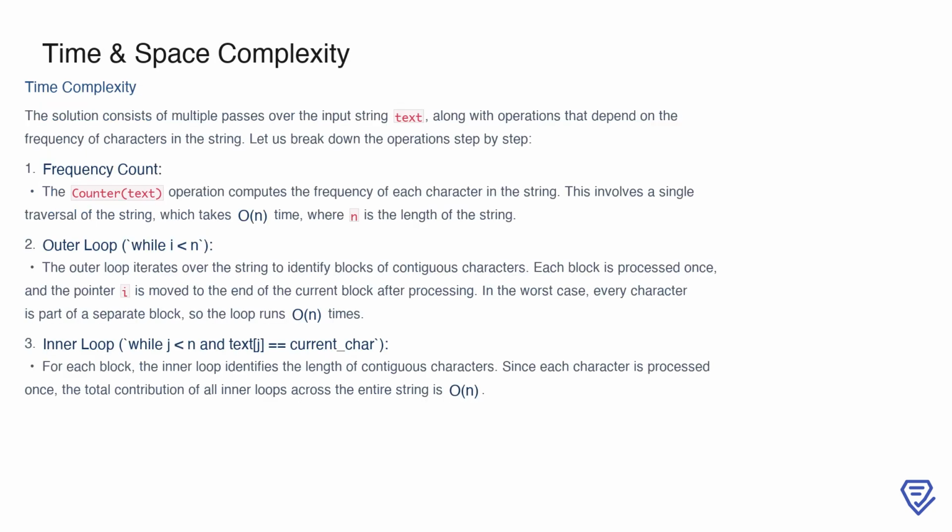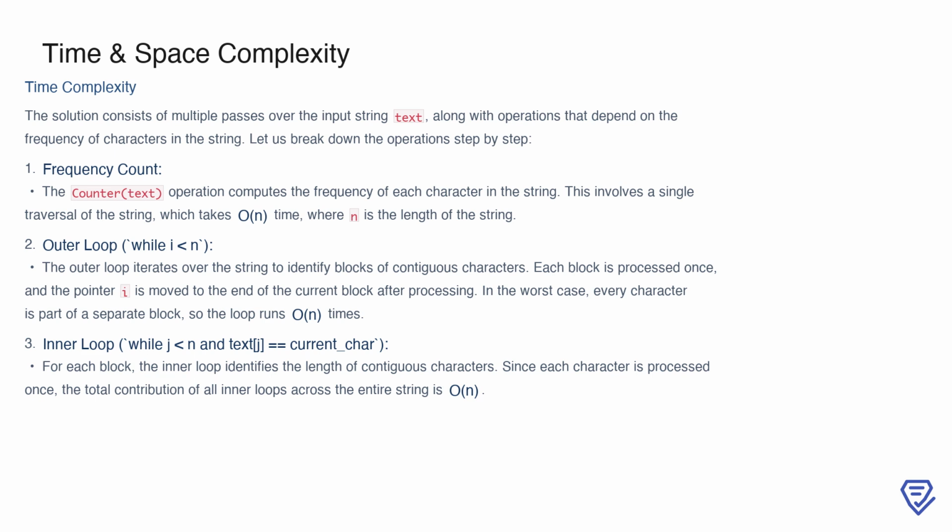To analyze the time complexity of our solution, we begin by breaking down its key operations. First, the Counter function computes the frequency of each character in the string text. This requires a single pass through the string, making it an O(n) operation, where n is the length of the string. Next, the outer loop iterates over the string to identify blocks of contiguous characters. Since the pointer i skips to the end of each block after processing, every character is part of exactly one iteration, leading to O(n) time for this loop as well.